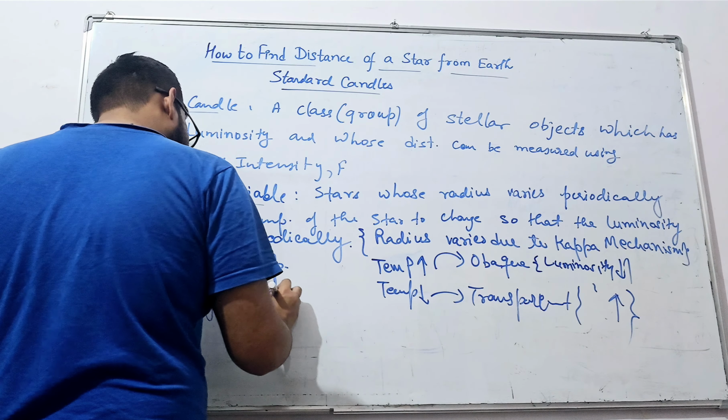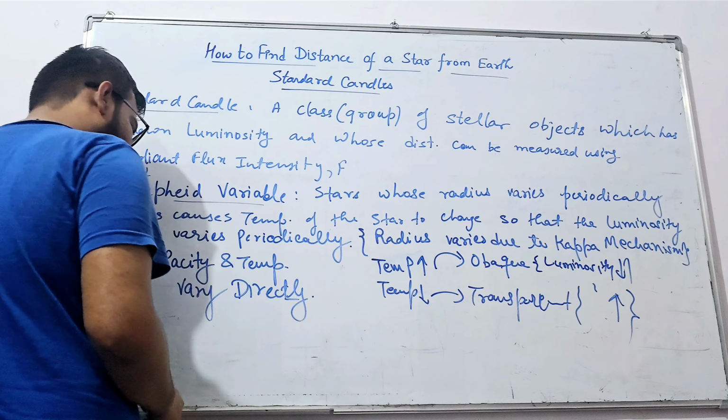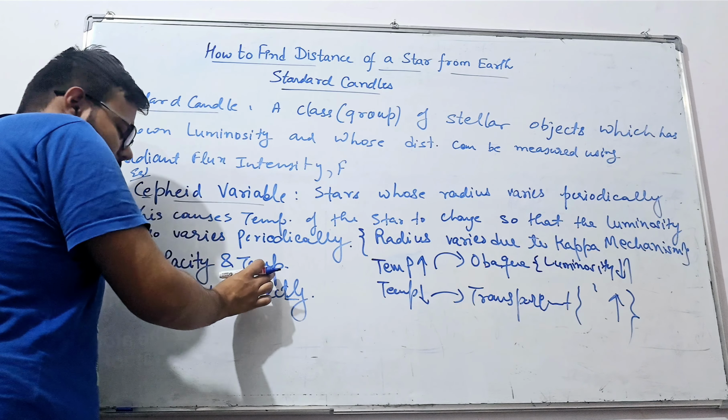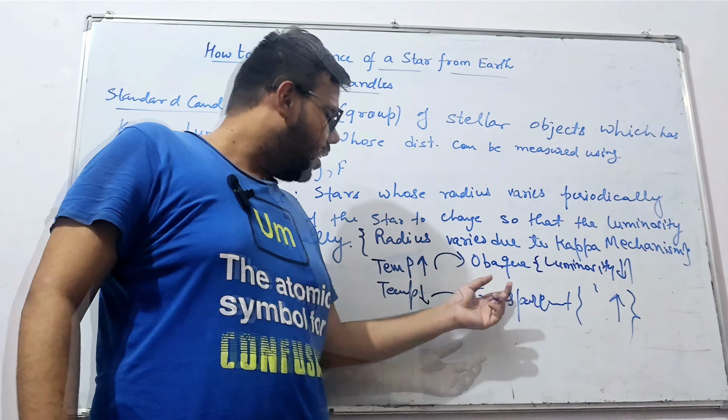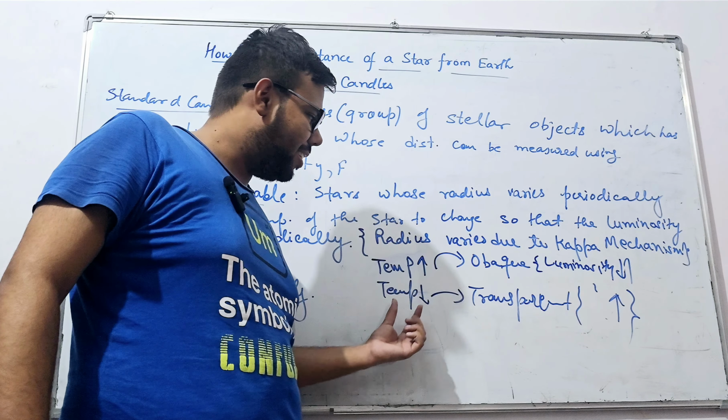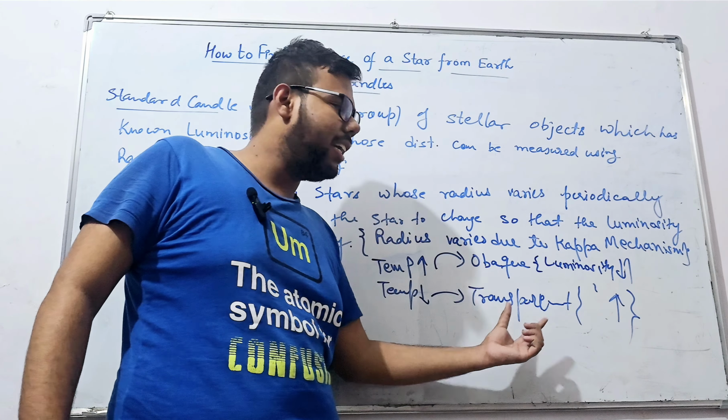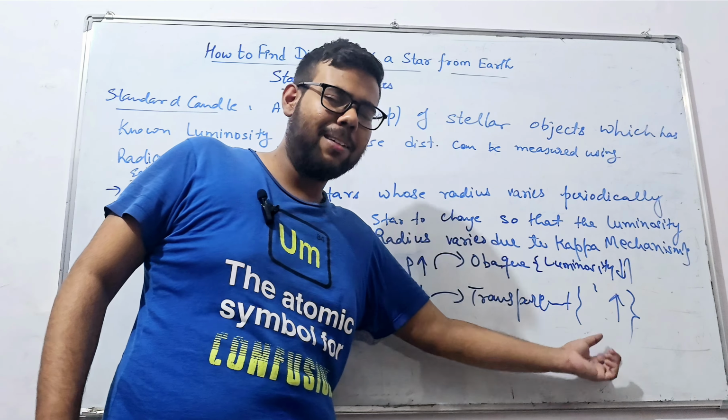directly. It means if temperature increases, opacity will also increase. It means it will become more opaque. And if the temperature decreases, then it becomes more transparent, and the luminosity also increases, right?